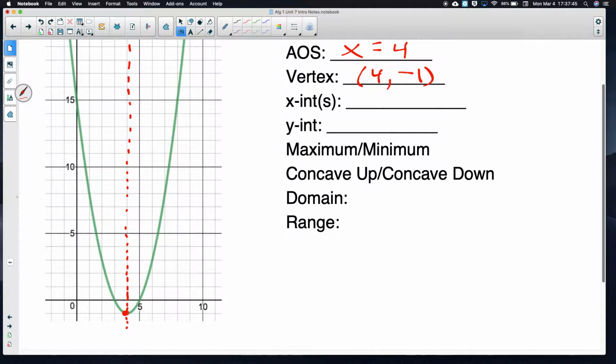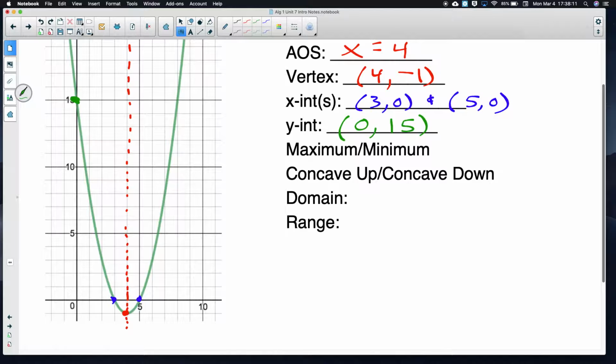So that's my vertex. My x-intercepts, where it crosses the x-axis, there's 2 of them. So I get (3, 0), and I have (5, 0). My y-intercept, where does it cross the y-axis? So if I look at the y-axis right here, it crosses it at (0, 15).